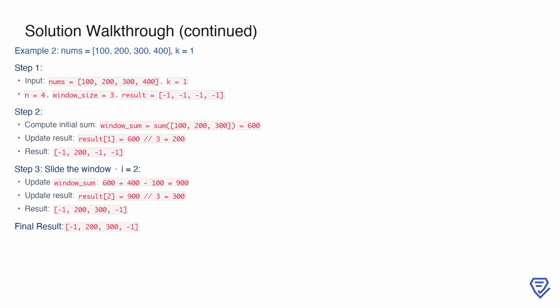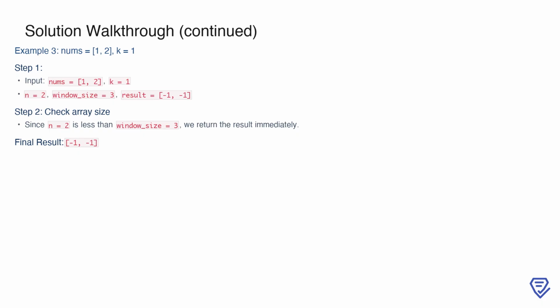For i equals 2, the window sum is updated by adding the new element 400 and removing the old element 100. This gives us 600 plus 400 minus 100 equals 900. The average is 900 // 3 equals 300, and we update the result array at index 2. The final result for this example is [-1, 200, 300, -1].